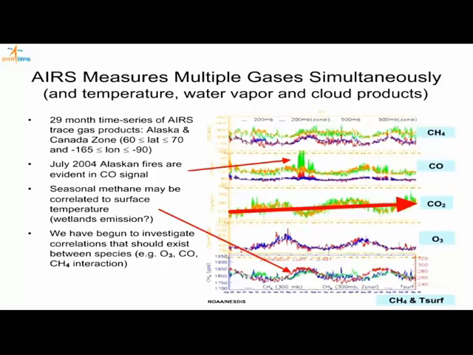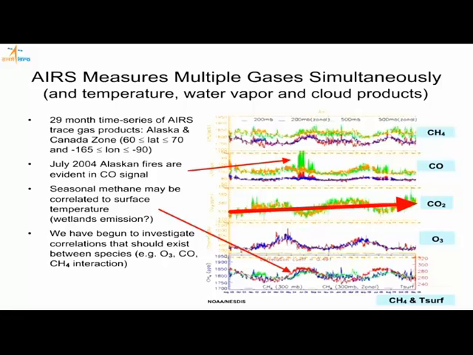And this is the time series of CO2 concentration, and this shows the increasing trend in CO2. We all know that CO2 concentration is increasing day by day. And here also you can see that methane and surface temperature have the same type of seasonal variation. It means they are linked. The surface temperature is linked to the methane emission. So this type of research you can carry out from hyperspectral measurements.